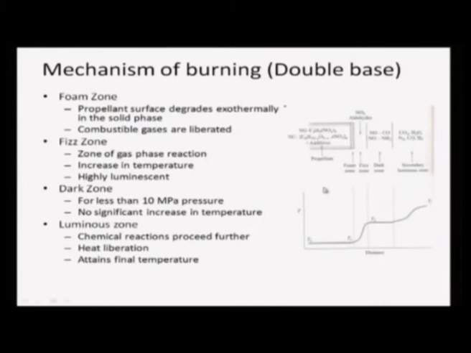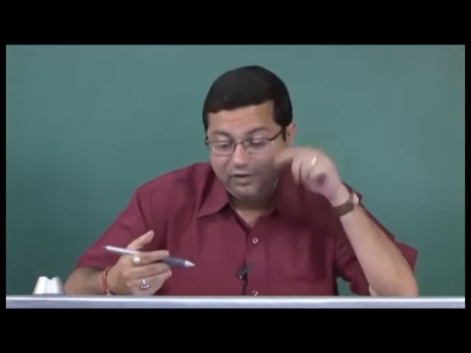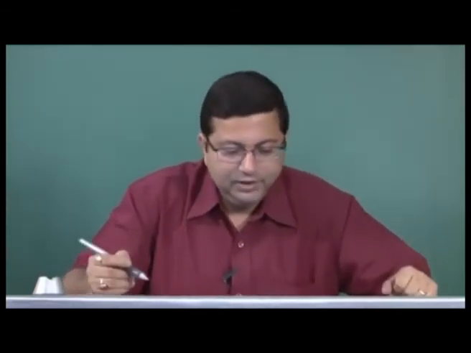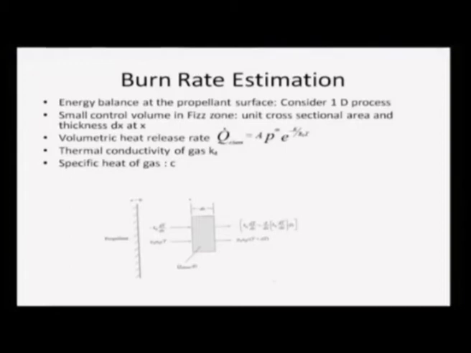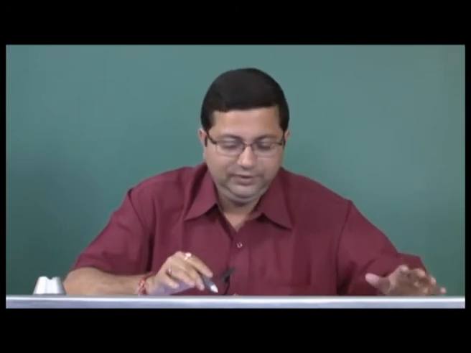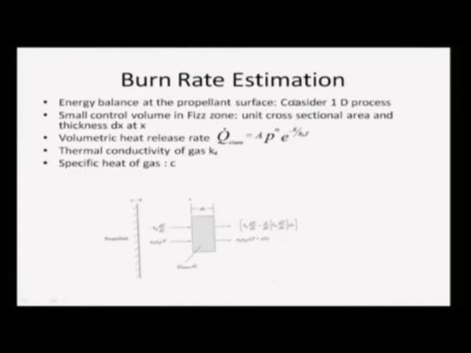So, this is the mechanism of burning for a double base propellant. Now, let us talk about the estimation of burn rate, at what rate it is burning, because later we will see that the pressure and temperature will depend on this burning rate. The burn rate is typically estimated by energy balance at the propellant surface, that is in the fizz zone, mostly at the foam and fizz zone.